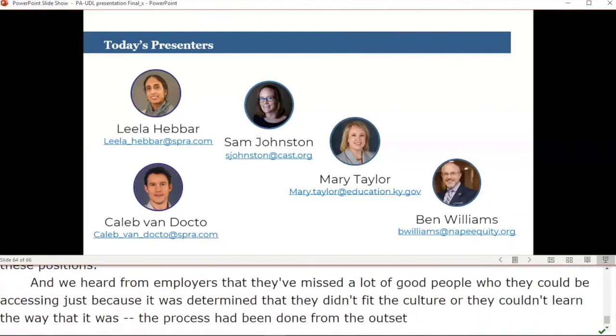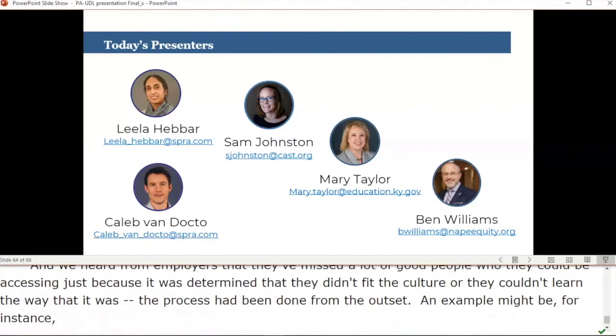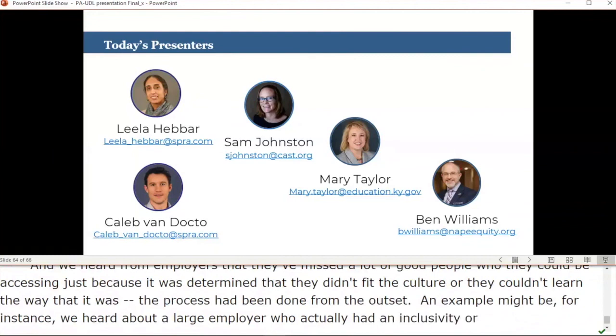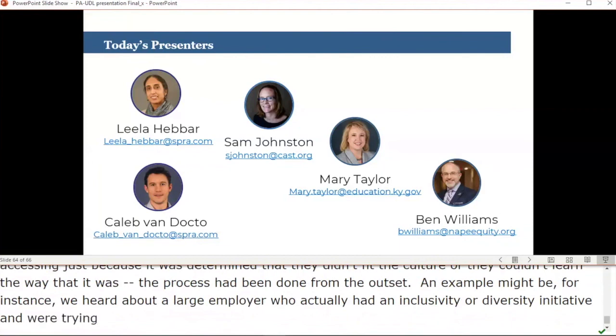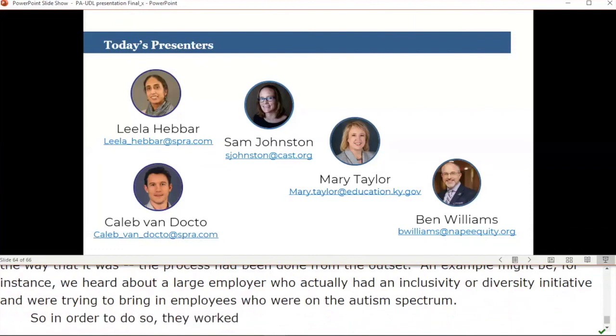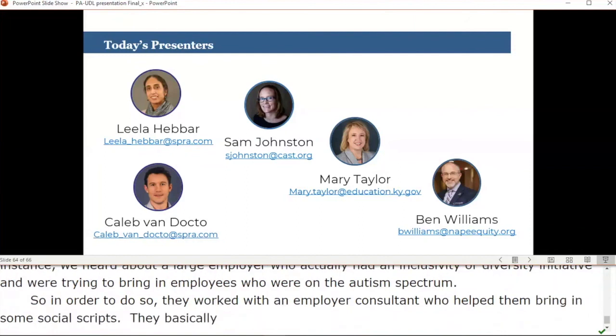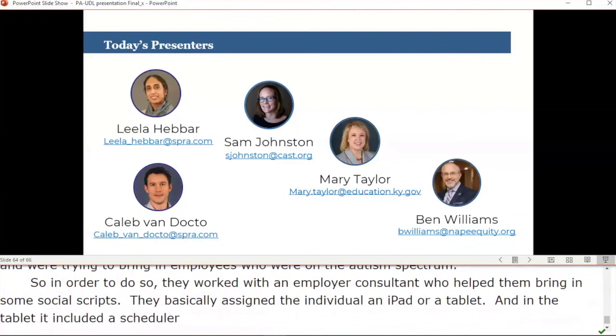An example might be, for instance, we heard about a large employer who actually had an inclusivity or diversity initiative, and were trying to bring in employees who were on the autism spectrum. And so in order to do so, they worked with an employer consultant who helped them bring in some social scripts. They assigned the individual an iPad or a tablet, and the tablet included a scheduler so that it sent off an alarm when it was time to move from, say, one workstation to the next, or when to go on break.